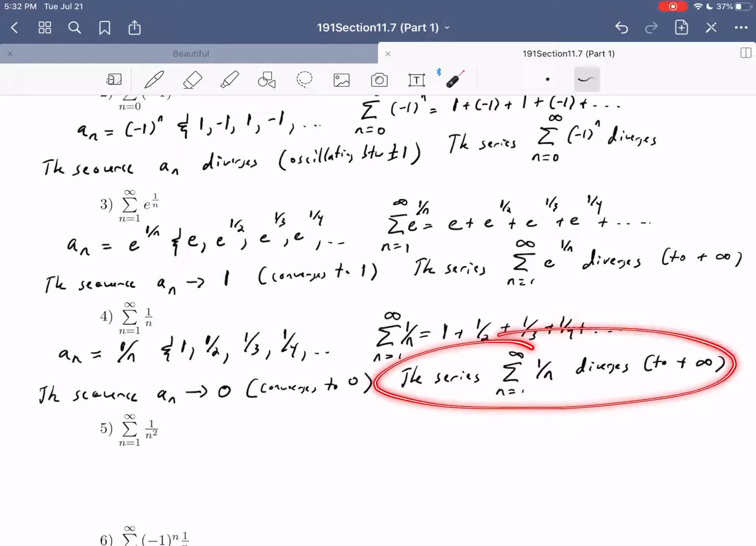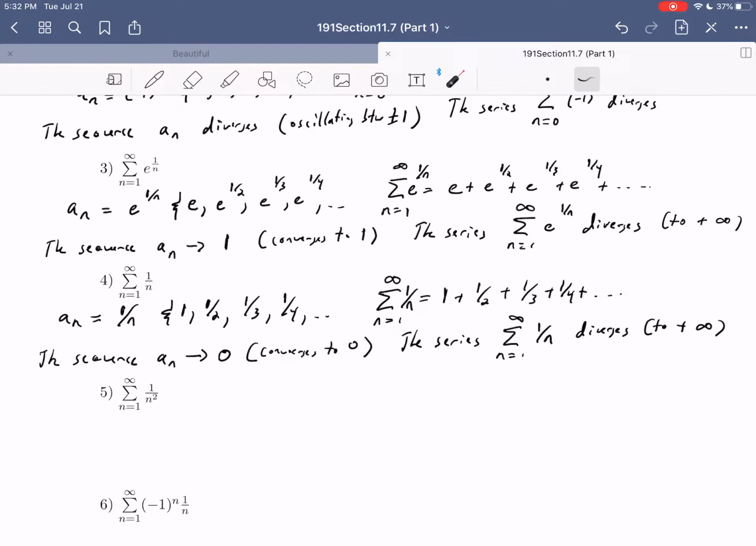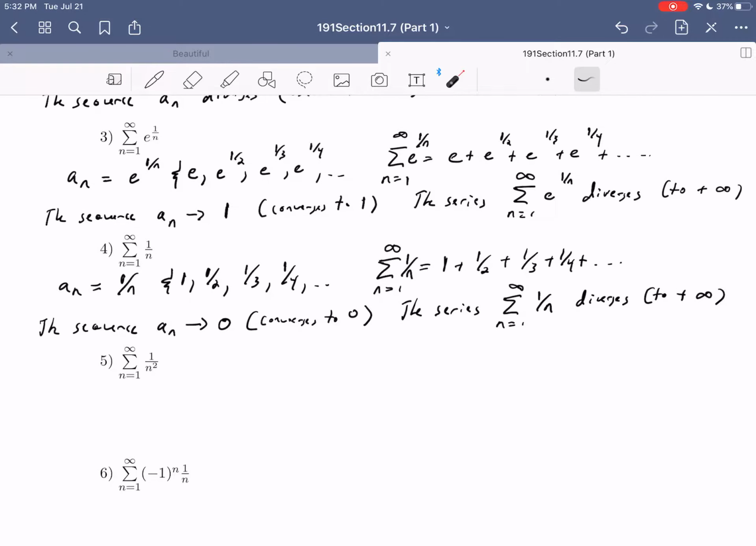That's why this series still diverges. Okay, now let's go ahead and look at one level further, 1 over n squared. Now this one, we know here, a sub n is 1 over n squared. And the terms here are 1, and then a quarter, and then a ninth, and then a 16th.